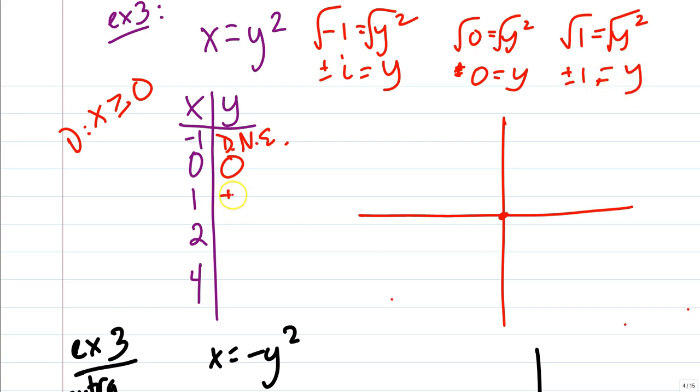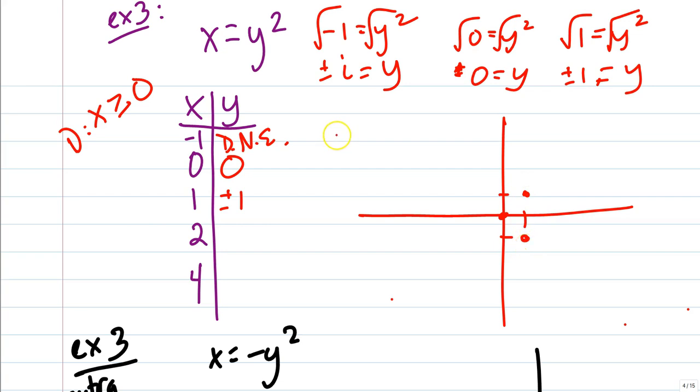Now this is interesting because this basically means I have 2 points. When x is 1, y is 1, and when x is 1, y is negative 1. This is not a function, but that doesn't mean we can't graph it. Doesn't mean this graph doesn't exist. It's just not a function. This x gives us 2 y values.